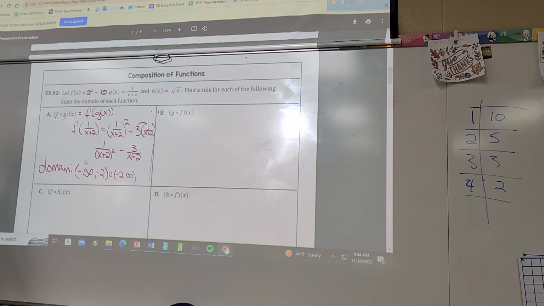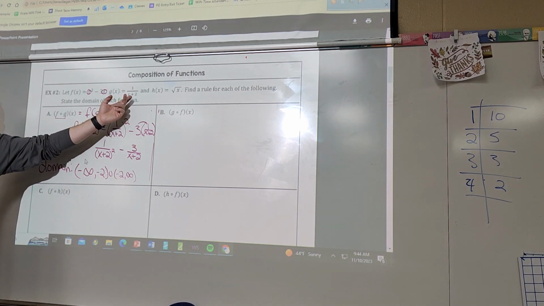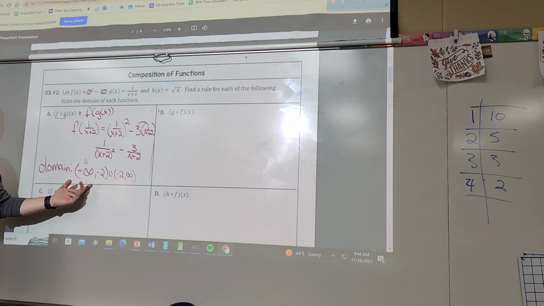Now, you guys want to know something wild? Wasn't my domain already restricted by g of x? Oh, yeah. Same restriction, isn't it?